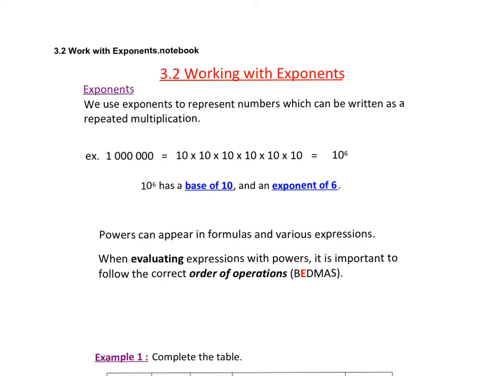Okay, this is Miss Hamilton. We are on a new unit. Our unit is exponents and polynomials. So this is lesson 1, and we'll also be doing lesson 2 today as well.